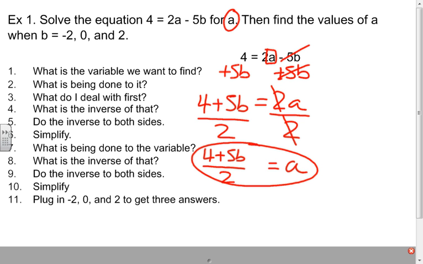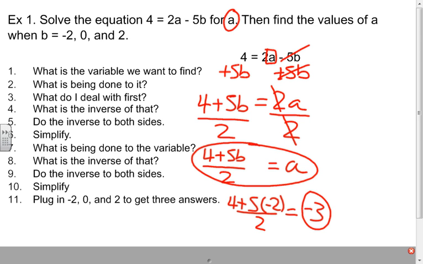If we plug in -2, 4 plus 5 times -2, divided by 2. Order of operations, I have to do 5 times -2 first, and that gives me -10. -10 plus 4 is -6. -6 divided by 2 is -3. I'd write all those steps out. I don't have enough room, though. Okay, so that's one of our answers.